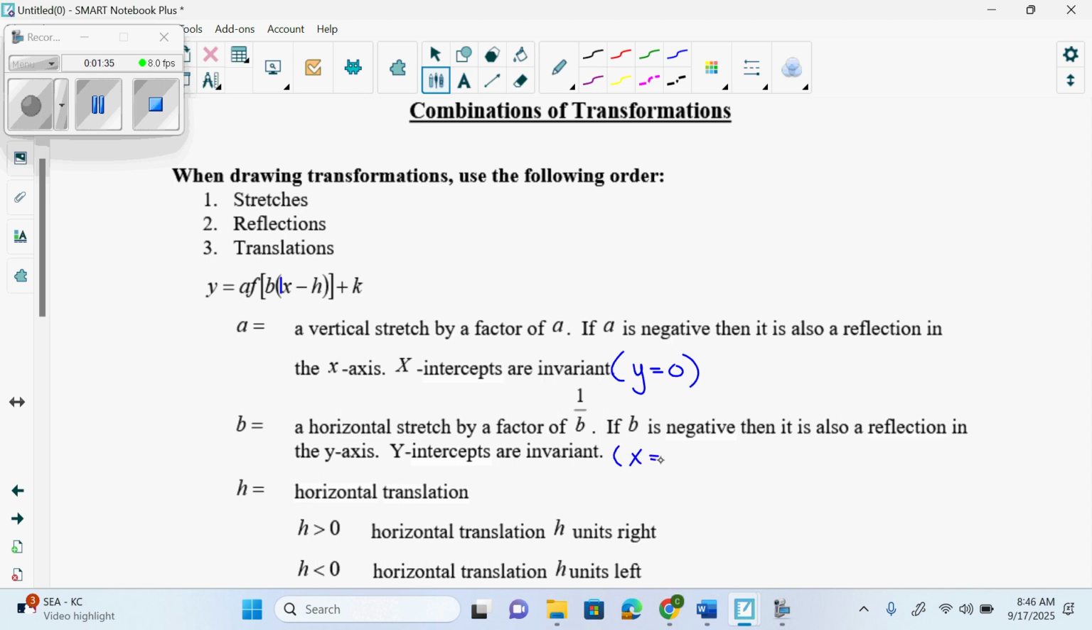Now remember, a horizontal stretch by a factor of 1 over b. It always switches when we go from equation to words and mapping, correct? Words and mapping are in a heart. It stays the same, yes?